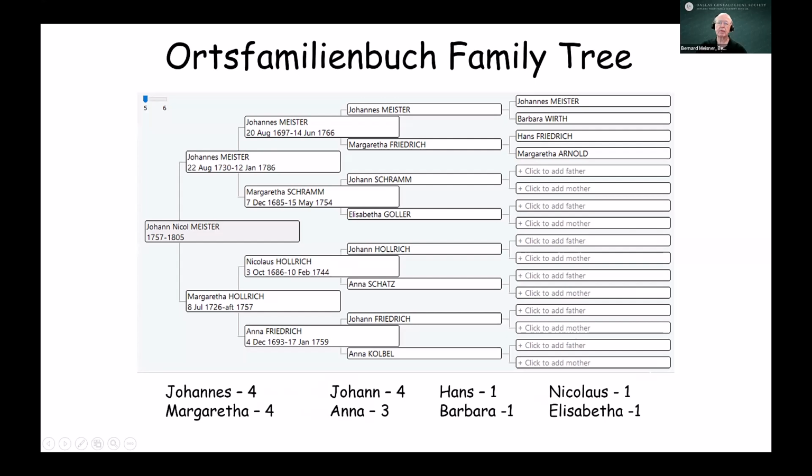This Johann and Margarita had a son, Johann. He married a woman, Margarita. They had a son, Johann. He married a woman, Margarita. And they had a son, Johann Nicole. So we have 4 Johanneses, 4 Margaritas, a Johann, 3 Annas, and a couple other names. But that's 1, 2, 3, 4, 5 generations all there for you, all laid out. Again, you want to verify this information, but there it is.